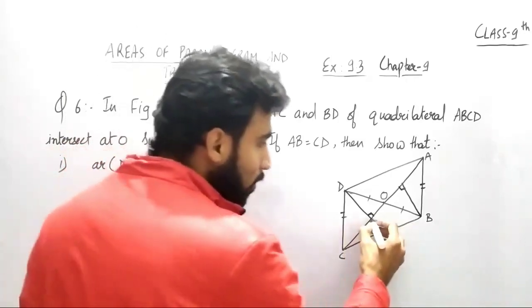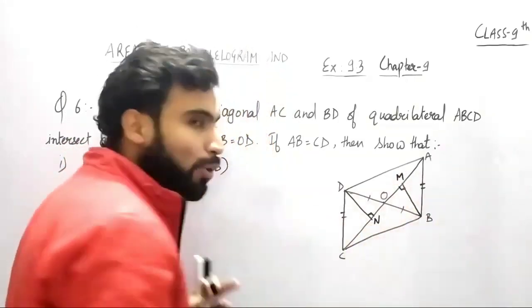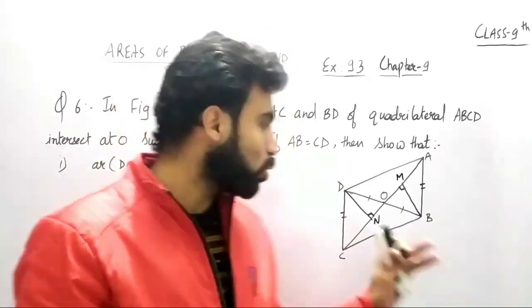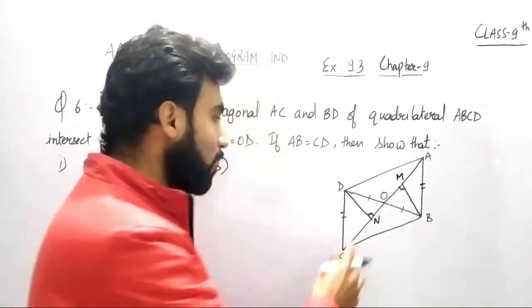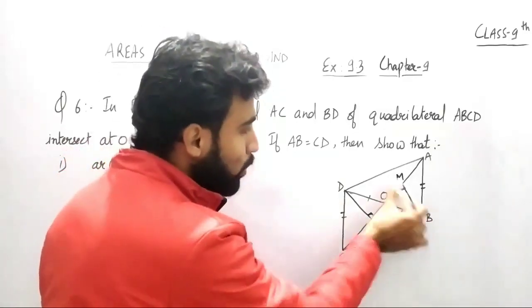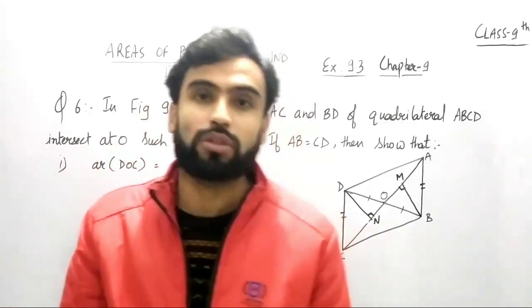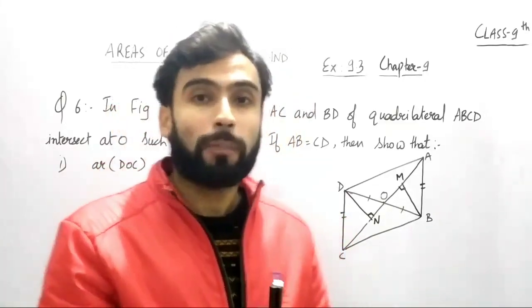So let me give this point as N and this point as M. You can give any letter to these two points, so here I have taken them as N and M. So यहाँ पे आप देख सकते हैं DN और BM जो है वो AC diagonal के ऊपर perpendiculars हैं. So this is the construction that we first have to apply.